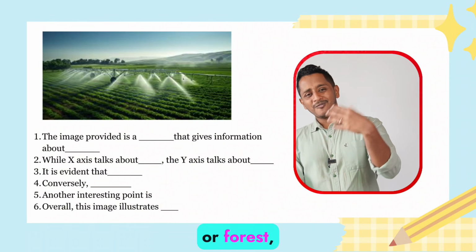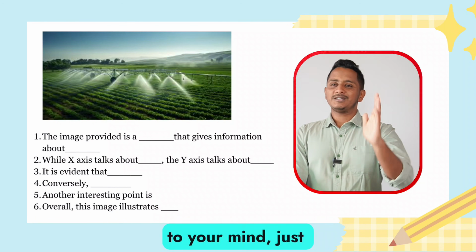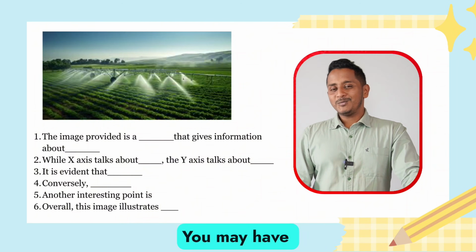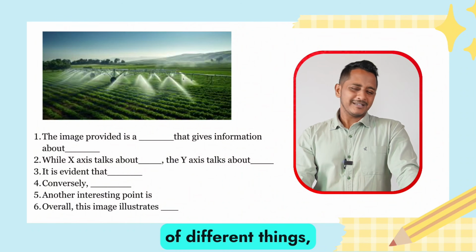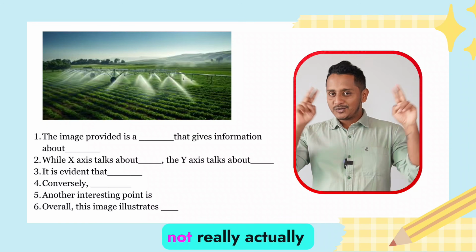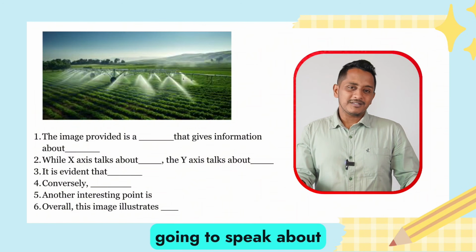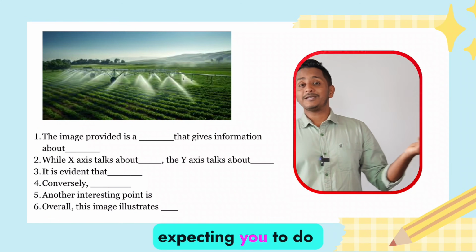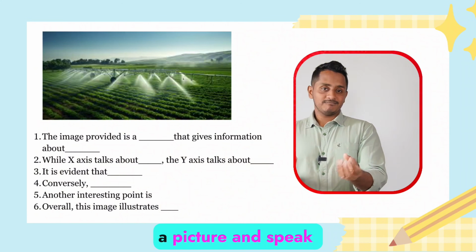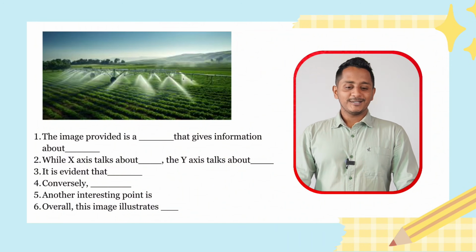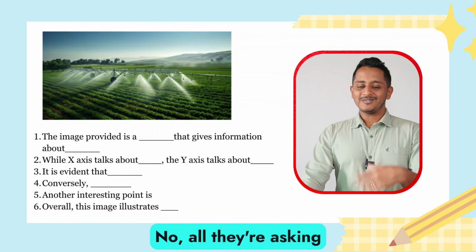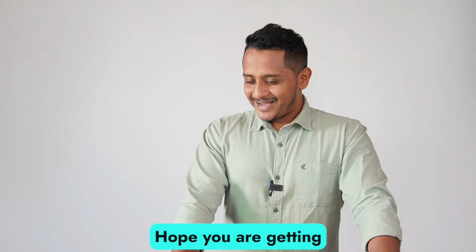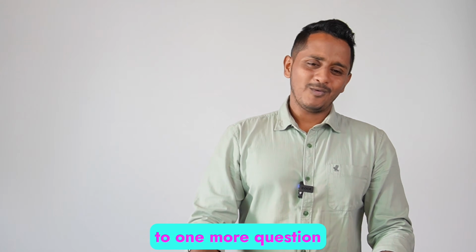Just go, man, farm or forest, whatever comes to your mind, just continue, but be conscious. Be confident, things will fall in place. You may have noticed me telling a lot of different things, things that did not really make sense. But what are you going to speak about this? You have probably never done research on water sprinkling systems. In the same way, Pearson is not expecting you to do a master's on such a picture and speak something very, very knowledgeable. No, all they're asking you is to describe the image to a computer. And I just described an image to a computer. Hope you're getting it. Let's quickly move on to one more question.